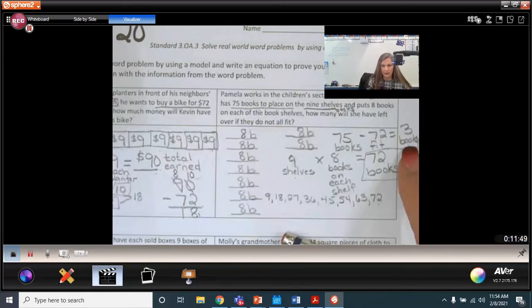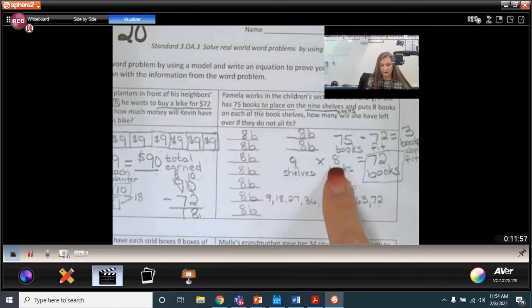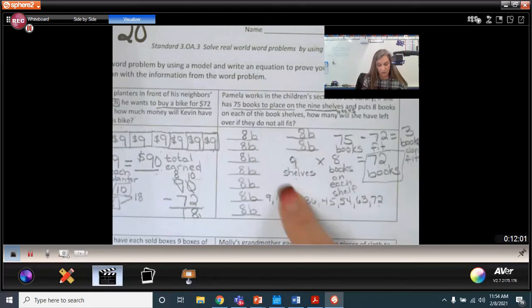But these 3 right here will not fit because 75 is not a multiple of 8. 72 is a multiple of 8 when you count by 8s, and when you count by 9s, 72 is a multiple of 9, but 75 is not a multiple of 9. So we've got to think about those multiples.